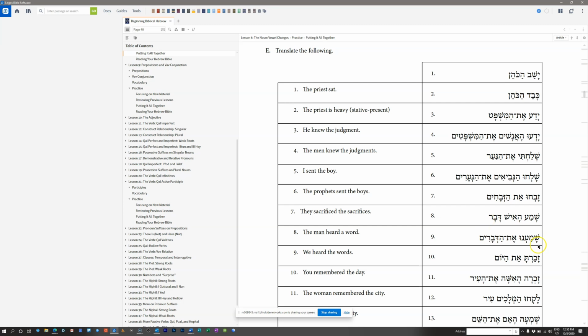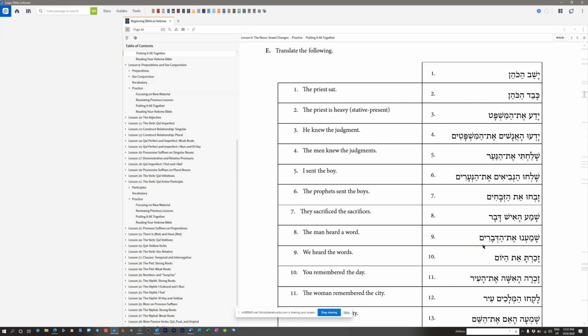Number 9, we now have shamanu. Shamanu, this is the 1CP form of shema. So instead of he heard, this is we heard. We heard what? Et ha-devarim. We heard the words or the messages.